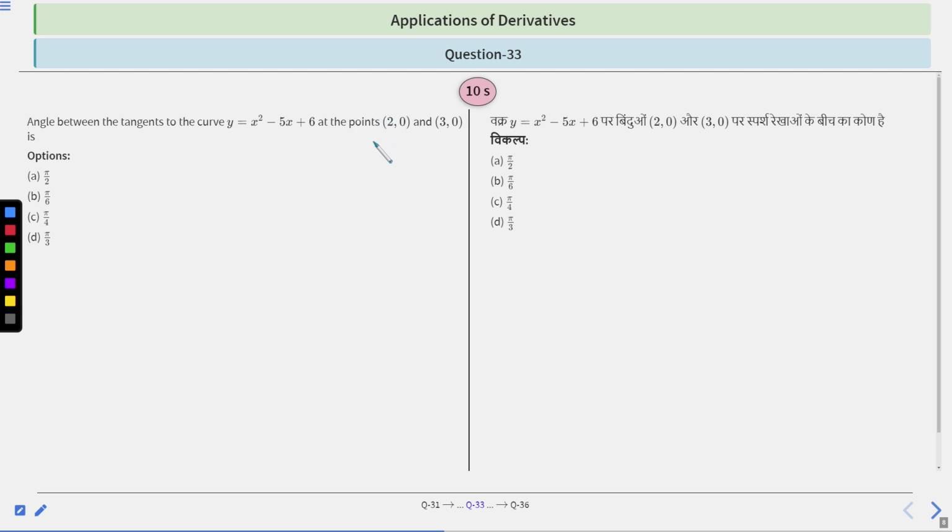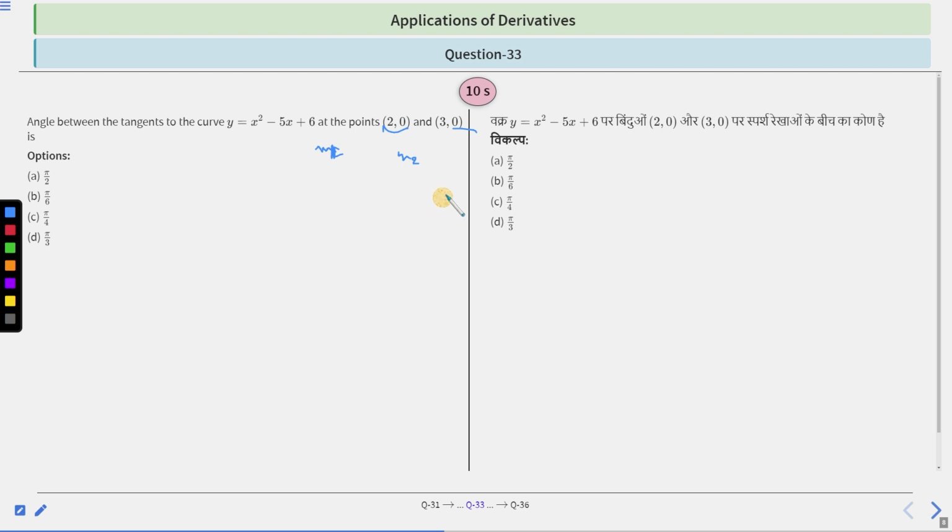Clear? And we can easily calculate the angle, because when you calculate dy by dx at (2, 0), we will get a different slope, different dy by dx, and we can assume that as m1. And when we calculate dy by dx at (3, 0), you will get a different value of dy by dx, and let us assume this as m2. Clear? Now, since the slopes of the two lines are given, we can easily calculate the angle between the two lines by using the formula tan theta is equal to mod of m1 minus m2 upon 1 plus m1 m2, right? So by this way you can approach this question.